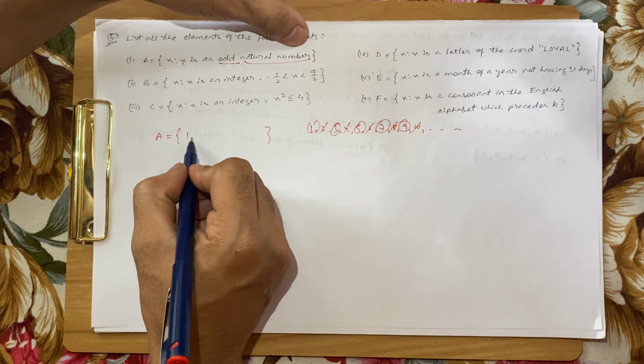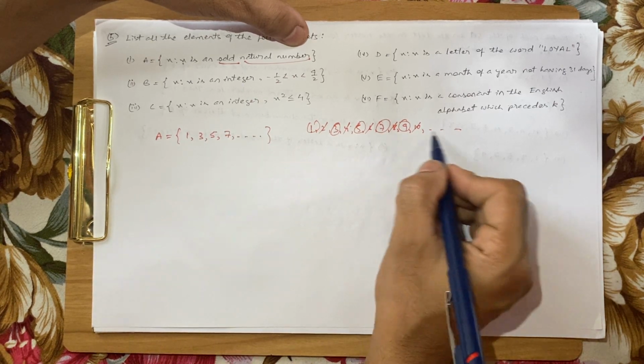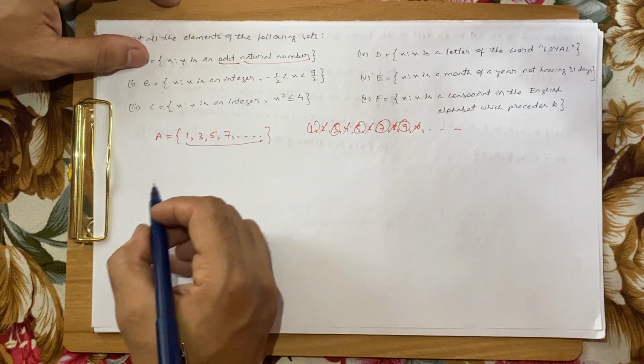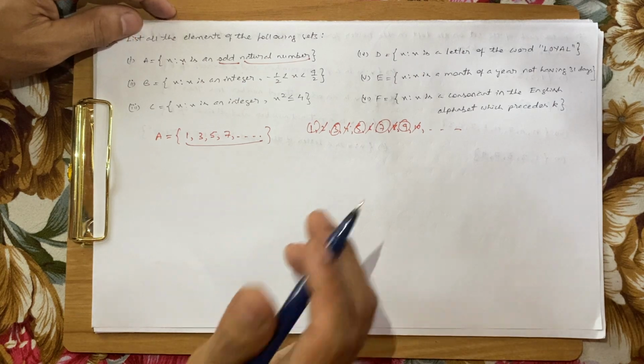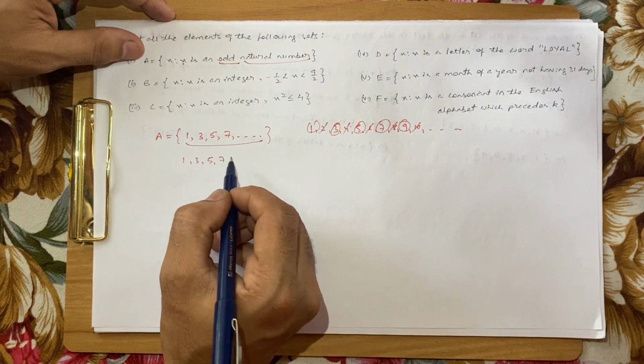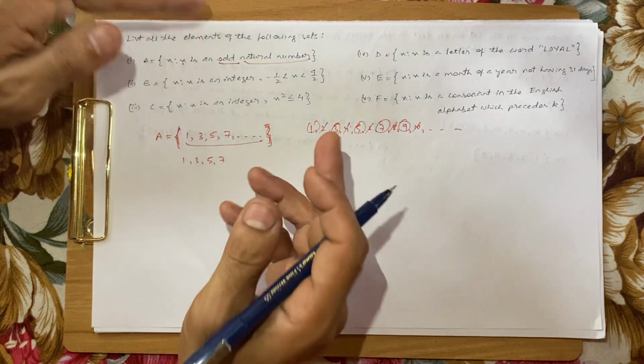1, then I'll get 3, then 5, then 7, and so on. It will keep on going, right? So these are all the elements I've written down in the roster form. Or if in an exam you are just supposed to write the elements, then just write 1, 3, 5, 7. Do not include these brackets. If you include these brackets, then it means it's a set.